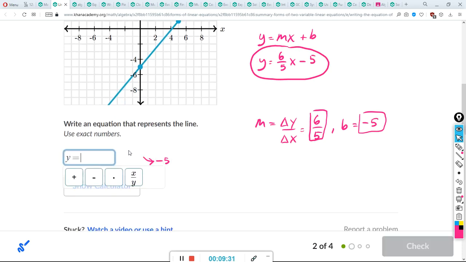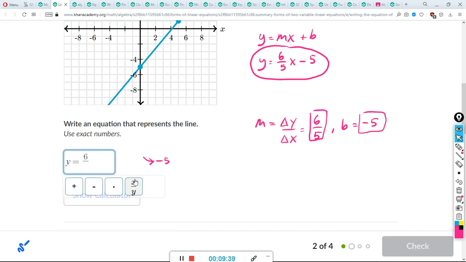And you just put that in the box. Type y equals 6/5. You need the fraction button here, so I'm going to hit 6 fraction 5. Then click it again, because you don't want the x in the denominator. You have to click it again so that x is out front. 6/5 x minus 5.